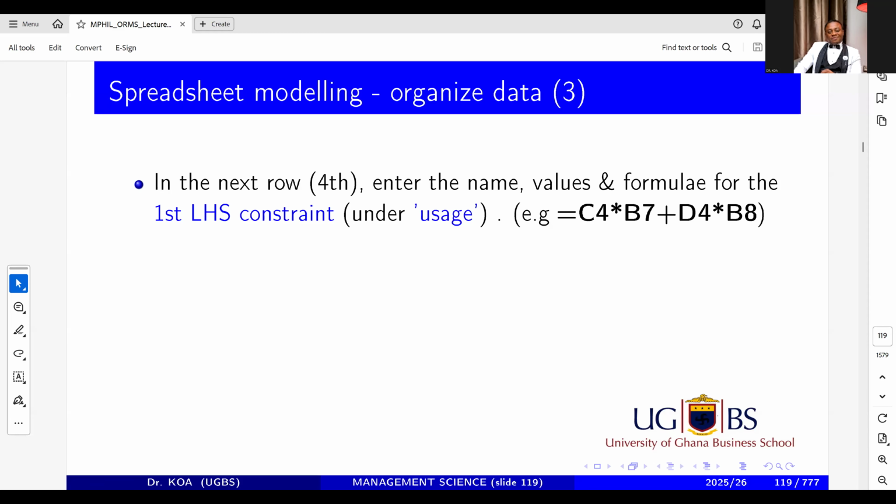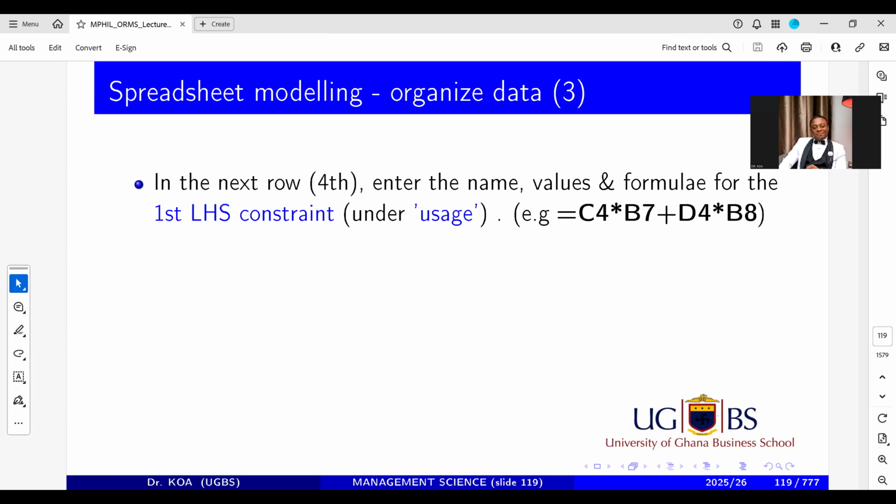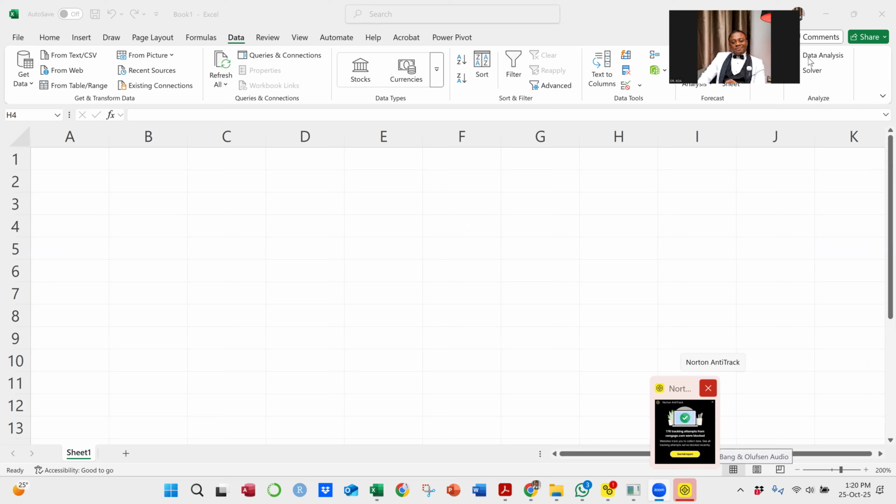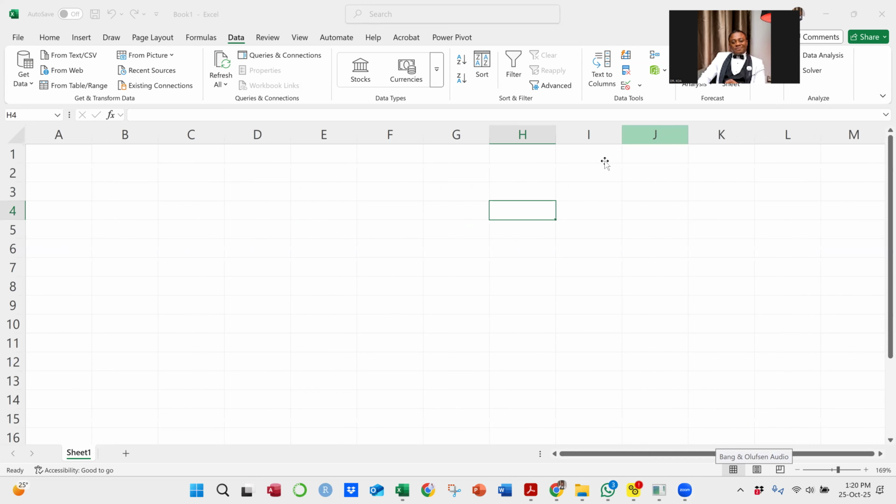So open your Excel and follow me as we go through this. So just to recap what you have already done up to this point, you have been able to formulate the following linear programming problem.